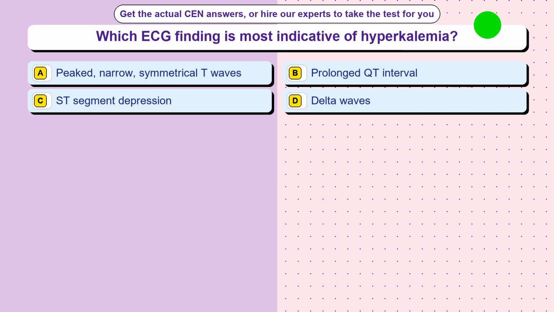Question 29. Which ECG finding is most indicative of hyperkalemia? Option A, peaked, narrow, symmetrical T waves. Option B, prolonged QT interval. Option C, ST segment depression. Option D, delta waves.